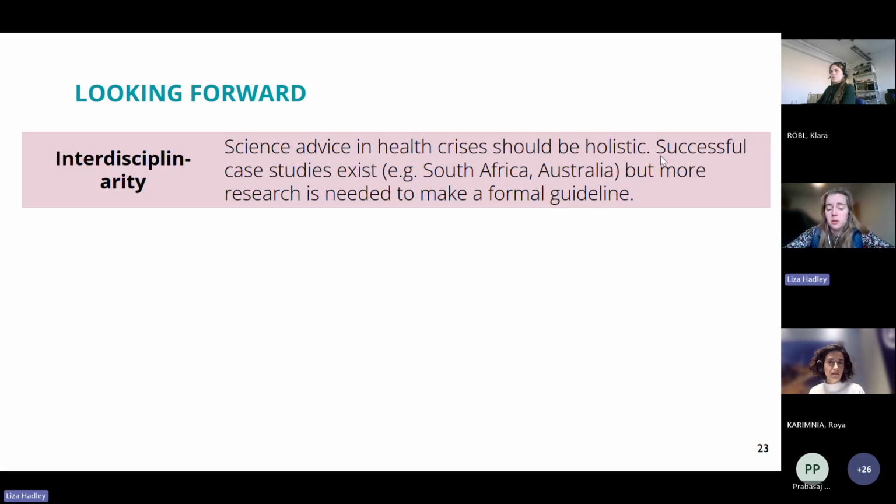However, we did see two examples from South Africa and Australia where there was a strong linkage with the economic side of things, so modelers working with Treasury, for example. But we definitely need more research in these kinds of examples, where epi-modelling is combined with economics or with behavioral sciences. I think that's an understudied area. Okay.